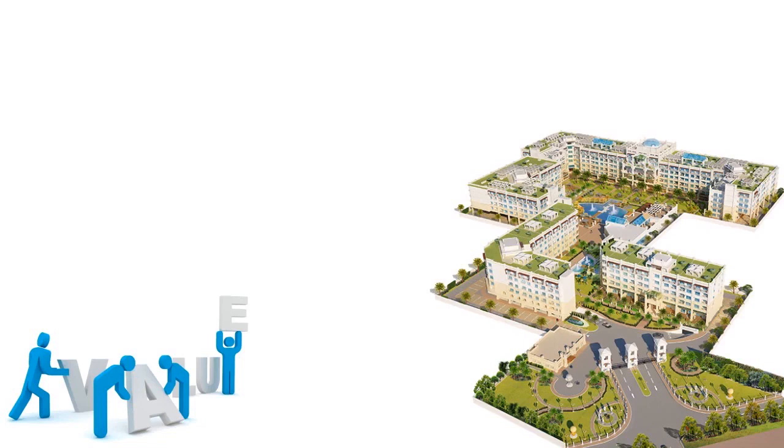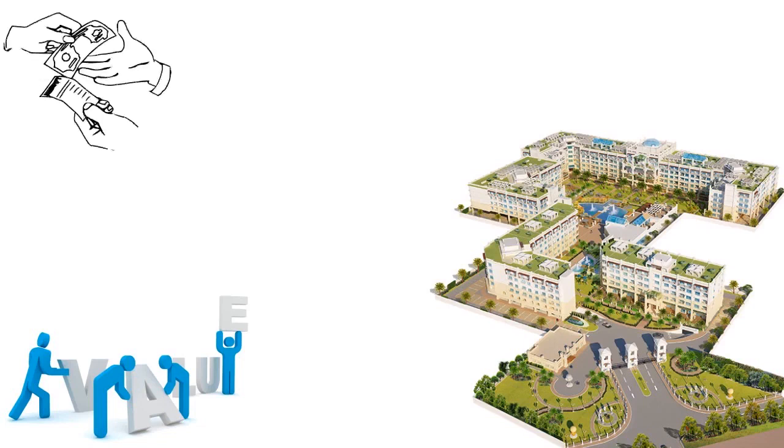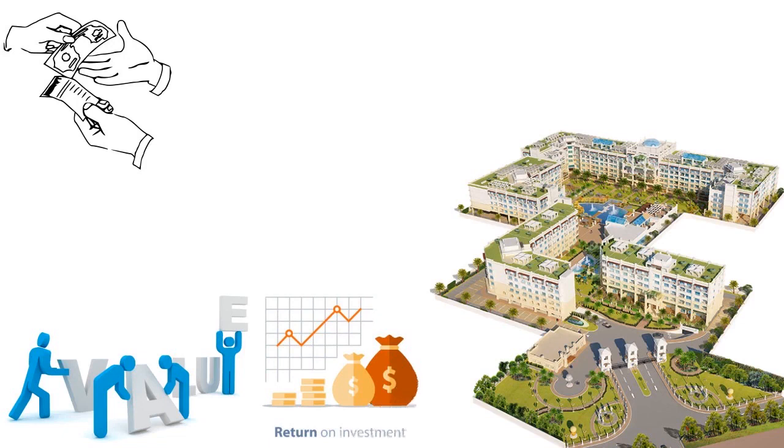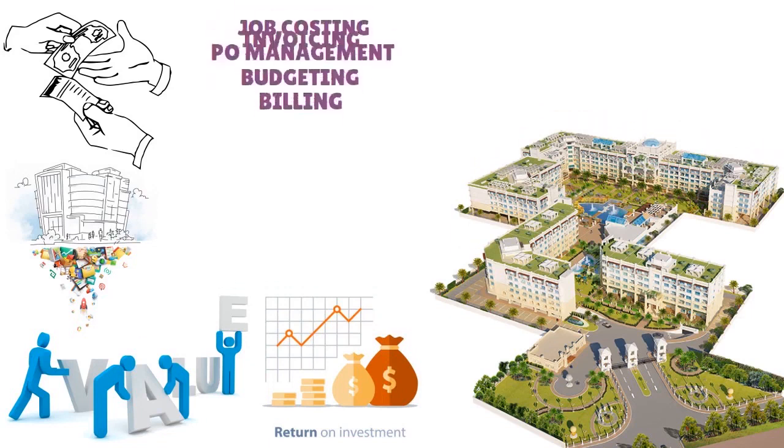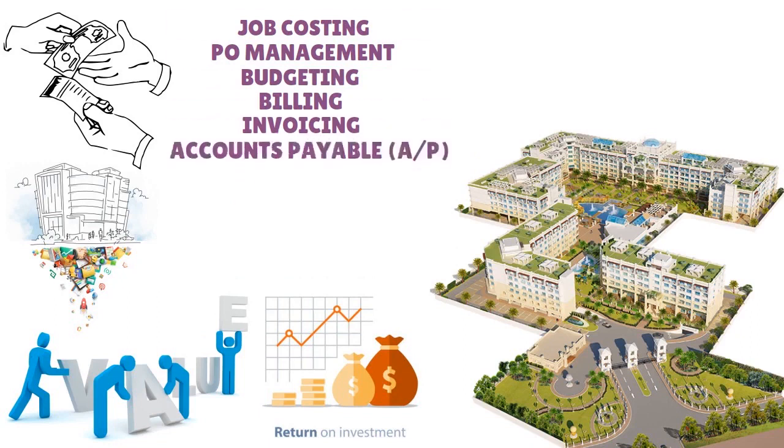So the point is you have to look at the pricing and say, okay, I'm paying this. What is my ROI? What is my return on investment? And you have to look at the features too. What kind of features are you looking for? Are you looking for job costing, PO management, budgeting, billing, and invoicing? Quotes and estimates. Those are really important elements.